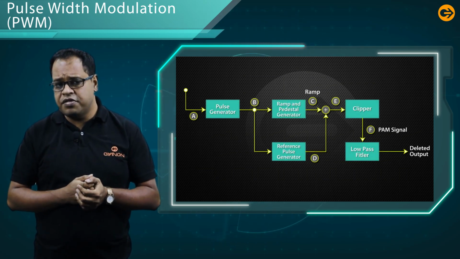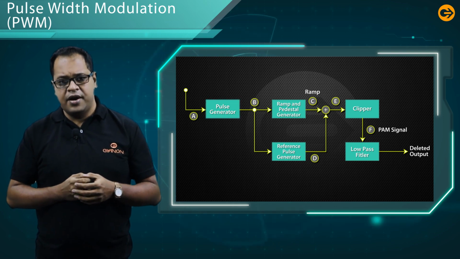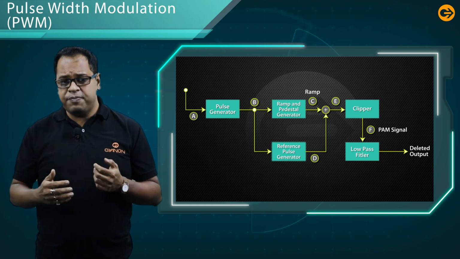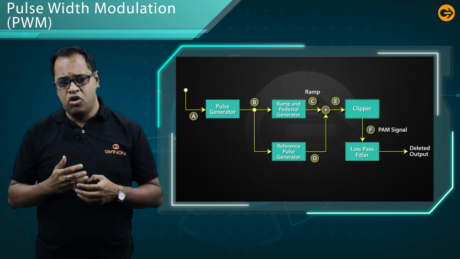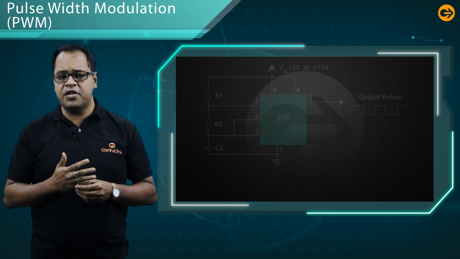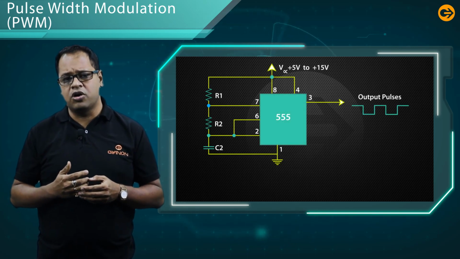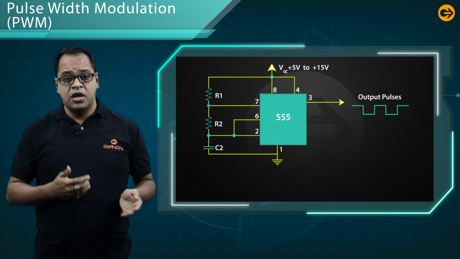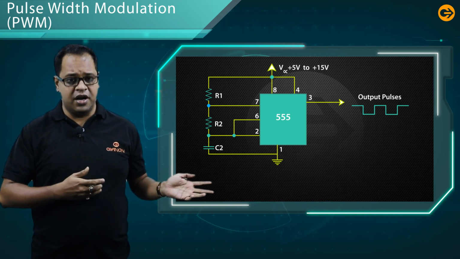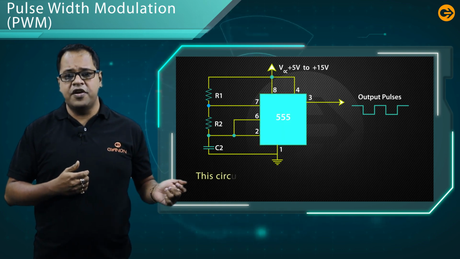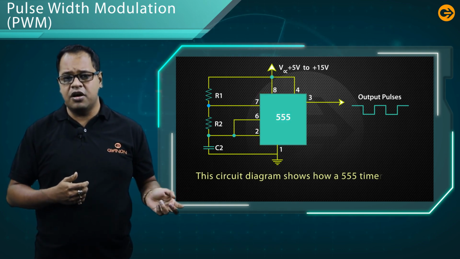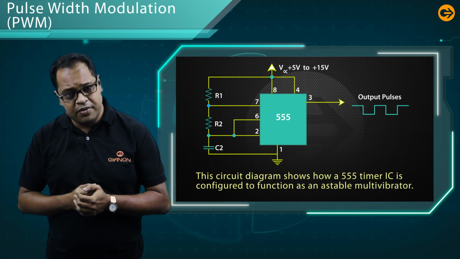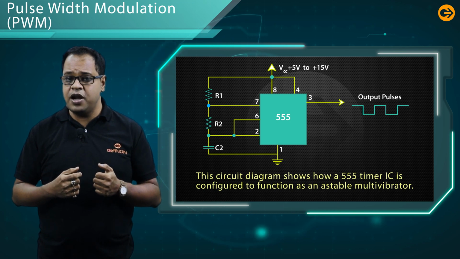The receiver section consists of a pulse generator, ramp and pedestal generator, then reference pulse generator, clipper, and low pass filter. Now let us discuss the function of each block individually and in detail. The circuit shown is a pulse generator circuit. This circuit consists of a 555 timer IC configured to function as an astable multivibrator. And what is the function of an astable multivibrator?